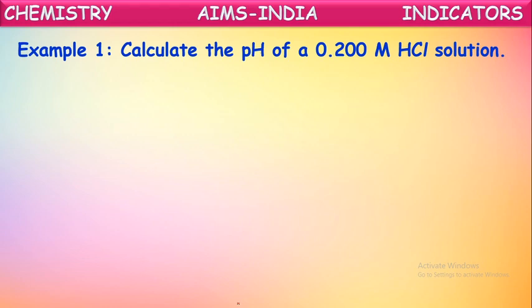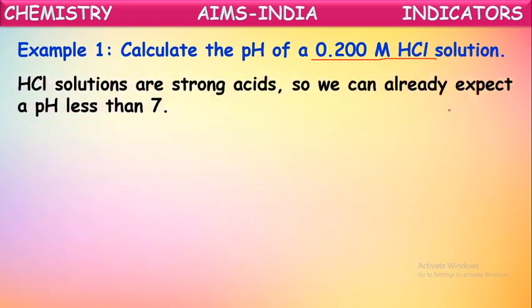For example, it is given as a solved problem. Let us see here. Calculate the pH of 0.2 molar HCl. So here, what is the 0.2 molar representing? Hydrogen ion concentration in the hydrochloric acid solution. HCl solutions are strong acids, so we can already expect a pH less than 7. As it is an acid solution, we know acids have pH values ranging between 0 to 7. As hydrochloric acid is one of the acids, its value will be below 7.